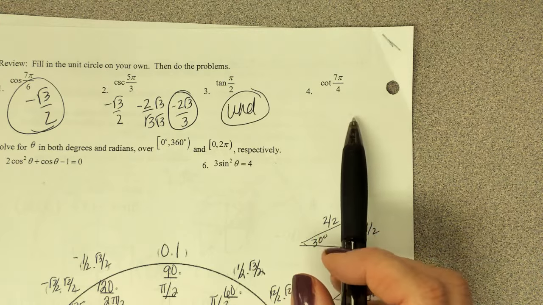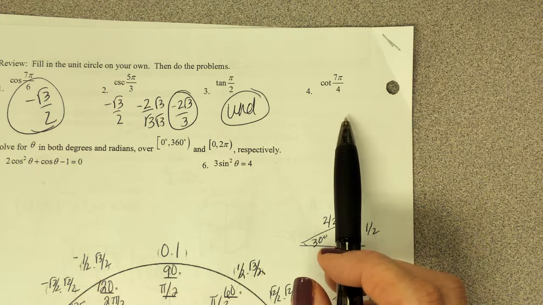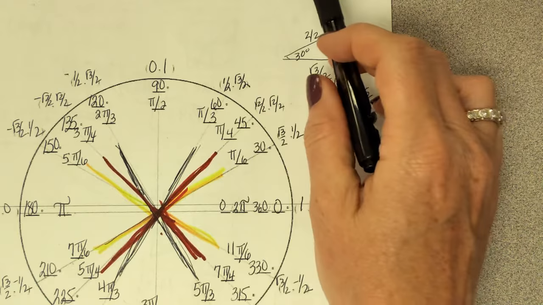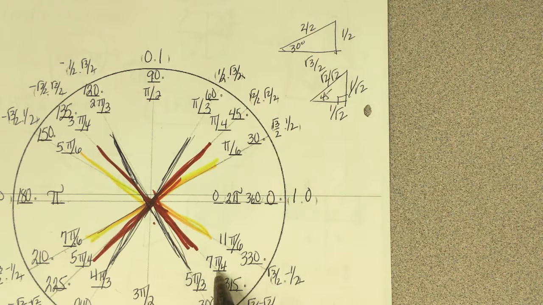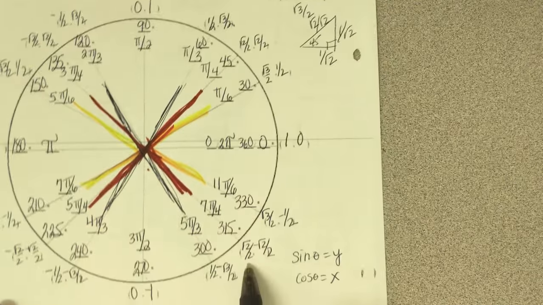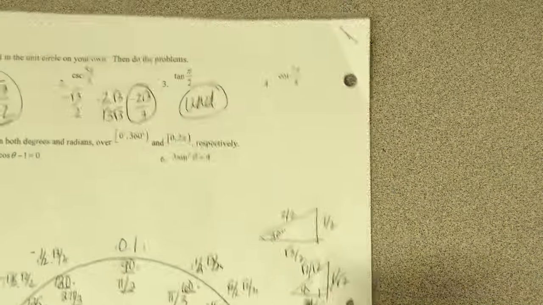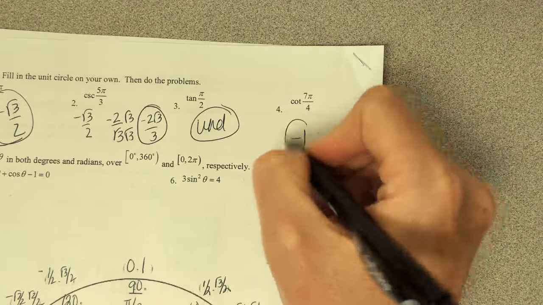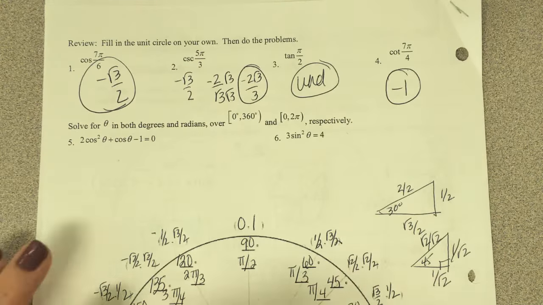Cotangent of 7 pi over 4. What do you have on that, Colin? Okay. Let's do it together then. Cotangent is going to be x over y. So I go to 7 pi over 4 and I'm going to do x over y. What is it if you have anything divided by itself? 1. But this is a positive divided by a negative. So what's the answer going to be, everyone? Negative 1.